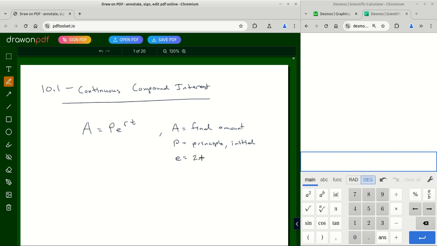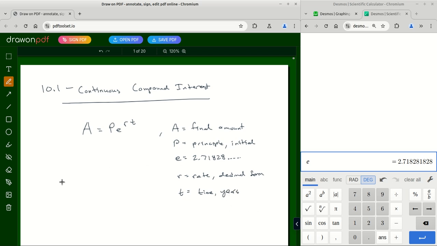e is a constant, 2.71828, and I can real quick prove that to you. e, there you go. So that's a constant, kind of like pi, goes on forever. So r is your rate, and this has got to be in decimal form. And then finally, t is time, and I believe it's got to be in years, but there we go.